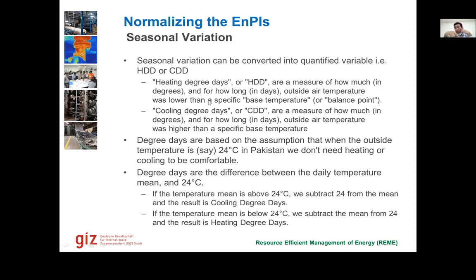I will show you further examples, so don't get confused at the moment. I'm just explaining the concept. Degree days are based on the assumption that when the outside temperature is 24 degrees, in Pakistan or Vietnam for example, we don't need heating or cooling to be comfortable in the processes. If the temperature is above, we need to cool down. If the temperature is low, we need to heat up. So I will show you an example.